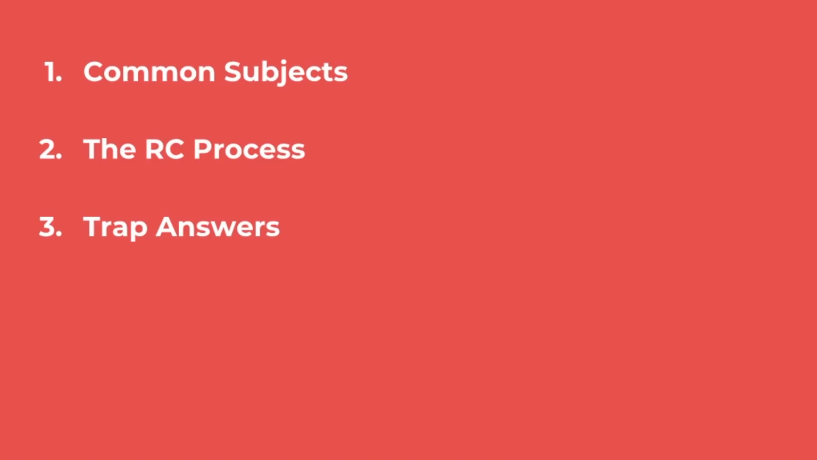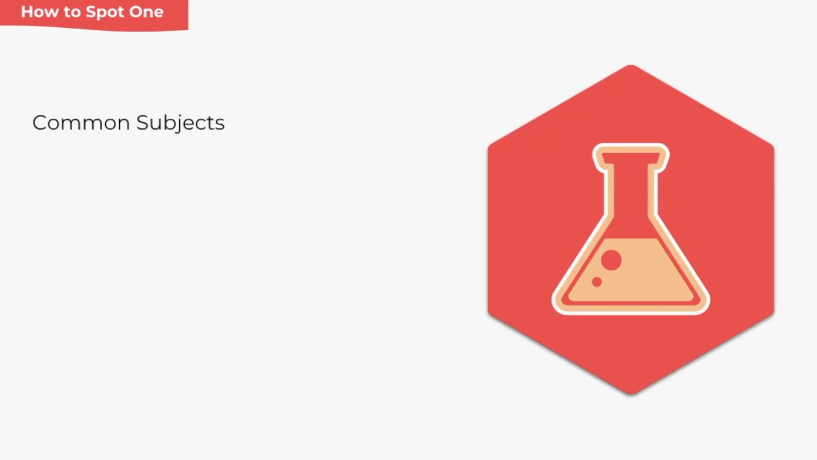So in today's lesson, we want to cover the common subjects of science passages, and we want to practice applying the RC process to a science passage. And at the end, we'll review the trap answers that you really want to be looking out for when working on reading comp. The subjects that are common to science passages are those related to biology, chemistry, physics, astronomy, essentially all the natural or hard sciences that are pretty common in any academic environment.